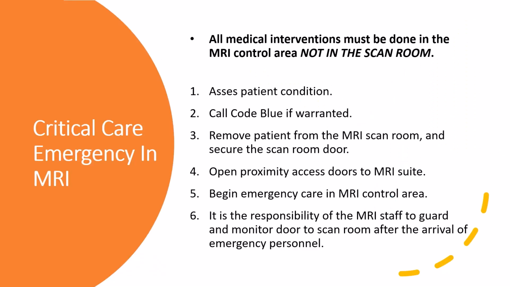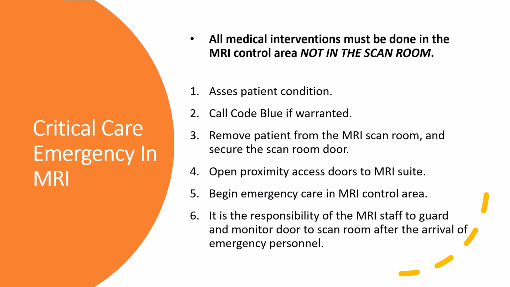What happens if there's an emergency in the MRI room? Say the person does have a reaction or they have a heart attack or something like this. What can we do? First, we would assess the condition and call code blue if it was warranted. Remember, the MRI room always has the magnet on, so we would need to remove the patient from the MR scan room and secure the scan room door so that when other emergency personnel come in, we don't have a problem with the field strength of the magnet and the type of equipment that they're bringing in.